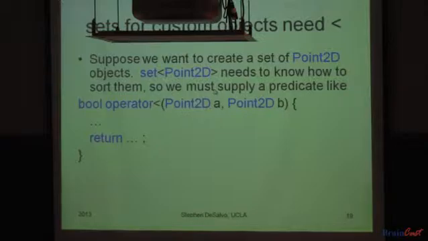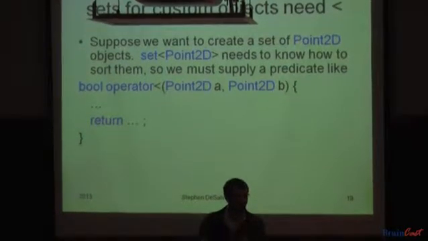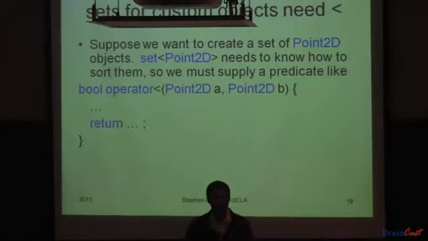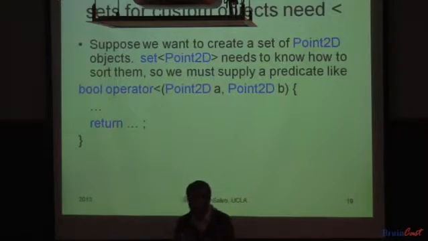So now, let's suppose we want to create a set of Point2D objects. Now, what the set container needs to know is the type of object, and it also needs to be able to compare any two objects together. So if I input these two points, it needs to be able to tell me whether there is a strictly less than relationship, because it's a Boolean operation. Operator less than returns true if the first argument is strictly less than the second argument. If they're equal, it returns false.